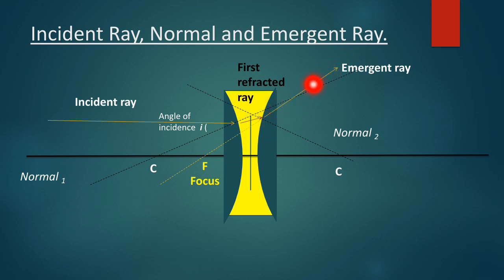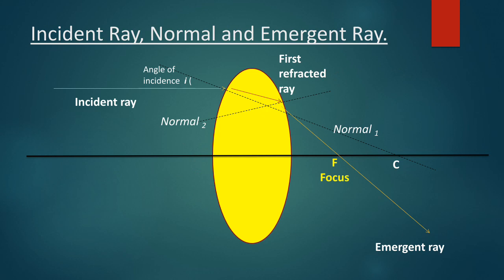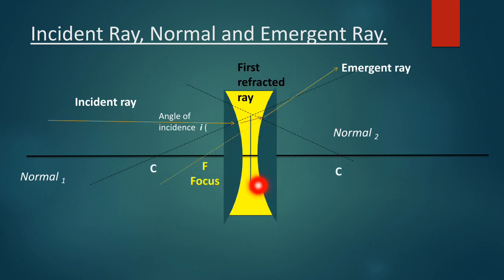So we'll predict the position on this principal axis, and that specific point is called the focus of this concave lens. Remember that the focus of a concave lens is always on the left side. In the ray diagram, the focus of a convex lens is always on that side, and for a concave lens the focus is always on this left side. Clear? And this focus gives the direction of the ray which is going out after refraction from a concave lens. Clear?